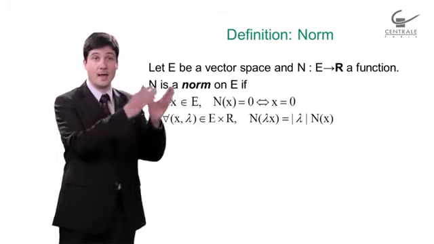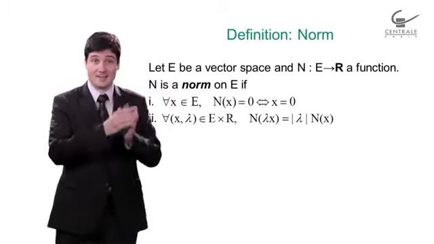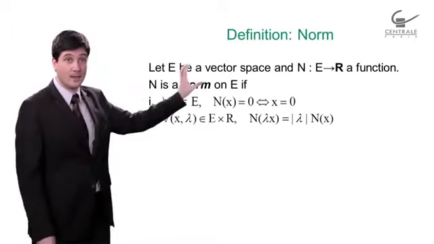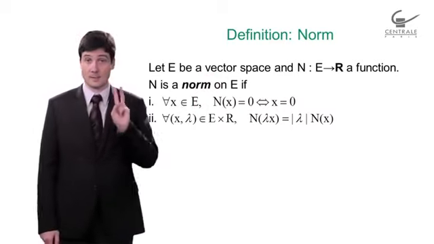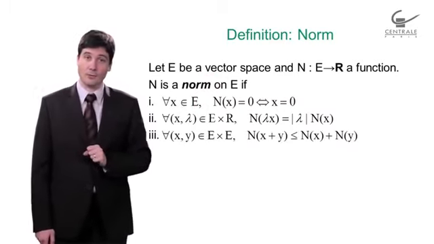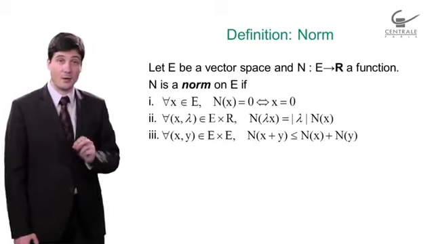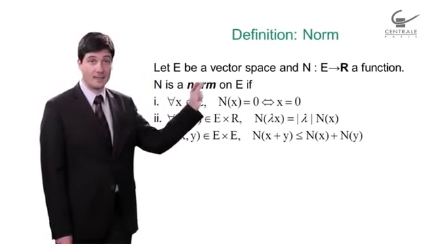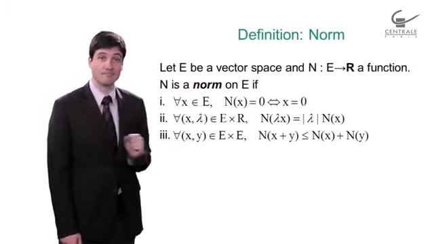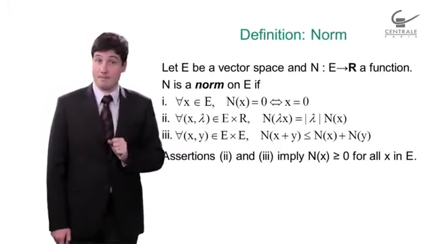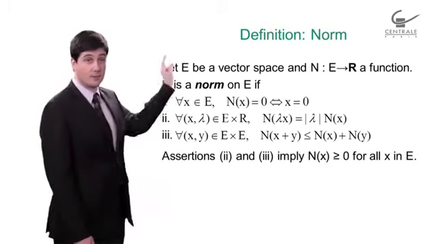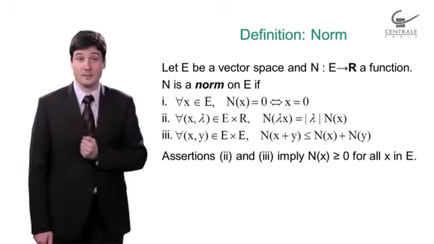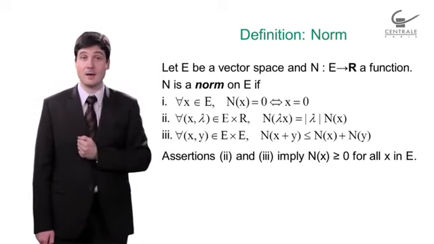That's the first criterion. Second criterion is if you choose a vector x and you multiply it by a number lambda, then n of lambda x will be equal to the absolute value of lambda times n of x. And the third one is that n of x plus y is smaller than n of x plus n of y. And by the way, if the second and third criteria are met, then obviously you have n of x positive.